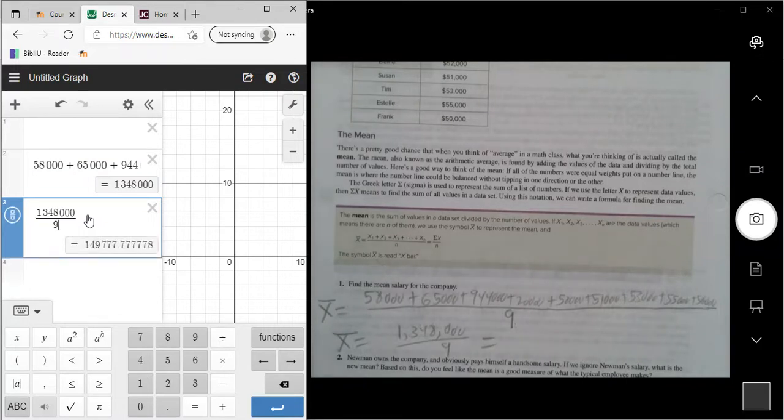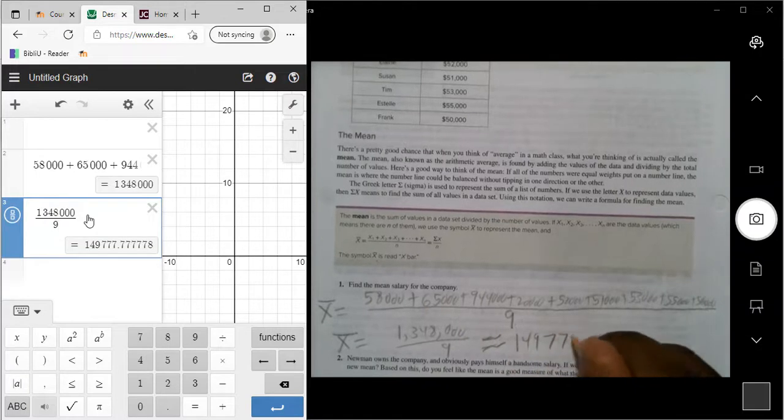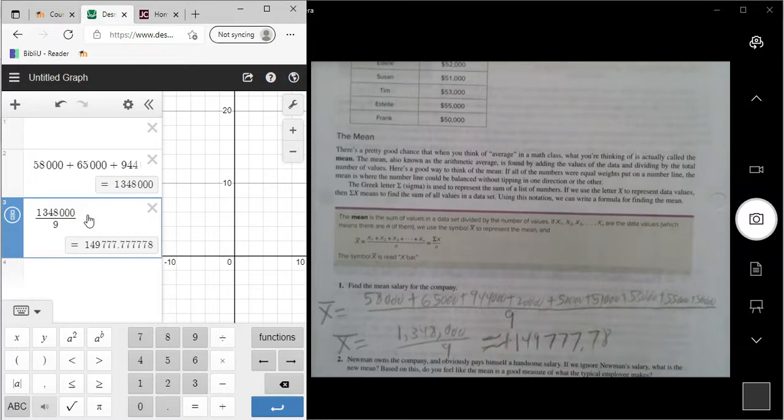So that would give us approximately $149,777 and about 78 cents. So that is the mean salary. Now, even though we had 9 numbers, that took a little while to do.